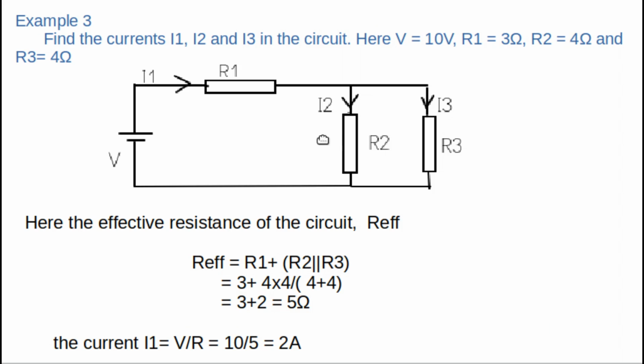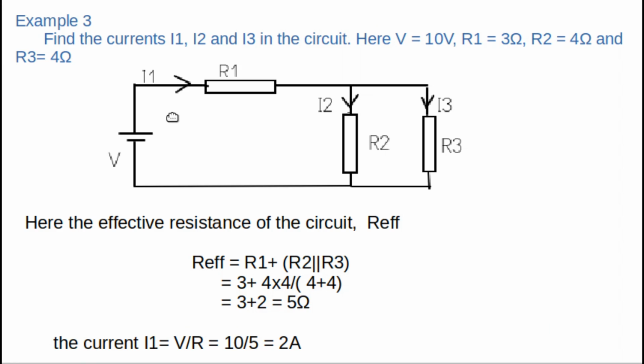And now we substitute the values of R1, R2 and R3. So it is 3 plus the parallel combination of R2 and R3. The resistors are R2 and R3, so the effective resistance is 4 into 4 divided by 4 plus 4, that is R2 into R3 divided by R2 plus R3. Now we get it as 5 ohm.